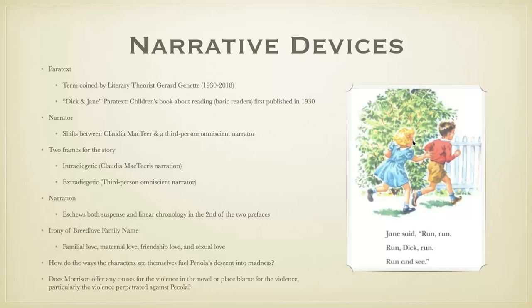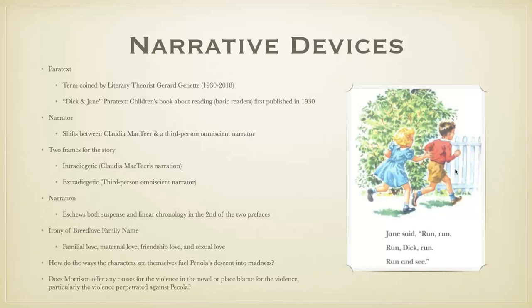Within this paratext, we also have this concept of Dick and Jane. If you're not familiar, here's a page from one of the children's books that was a basic reader, first published in the 1930s, and there's a whole series of Dick and Jane books. They were really popular and the standard for readers. You'll notice that it's two little white kids, Jane and Dick. Think about their names. And you can see, Jane said, run, run, run, Dick, run and see.